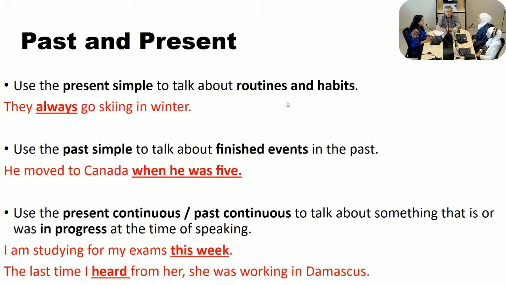First, we're going to start with the tenses, to start with past and present. The tenses used with the 9th grade, they start with the present simple. When we talk about the present simple, we talk about routines and habits.